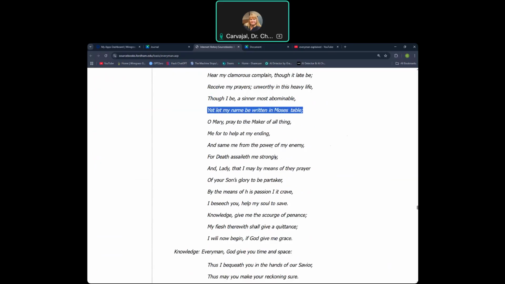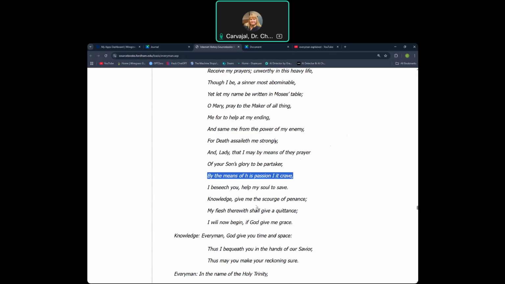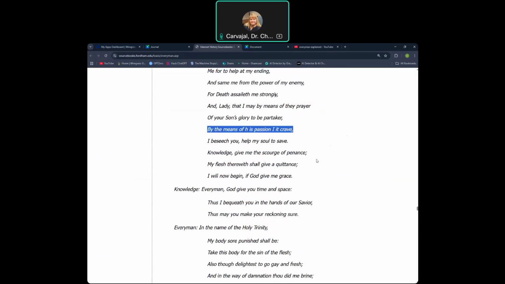Save me from the power of my enemy, that's Satan, for death assaileth me strongly. And lady, that's Mary, that I may, by means of your prayer, that's what it means, of your son's glory to be partaker, by means of his passion, I crave. So again, that's actually his execution. This is when he was put on the cross. His crucifixion is what the passion is referring to. I beseech you, help my soul to save.